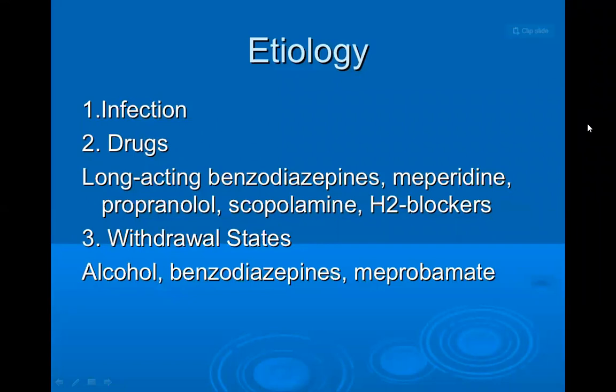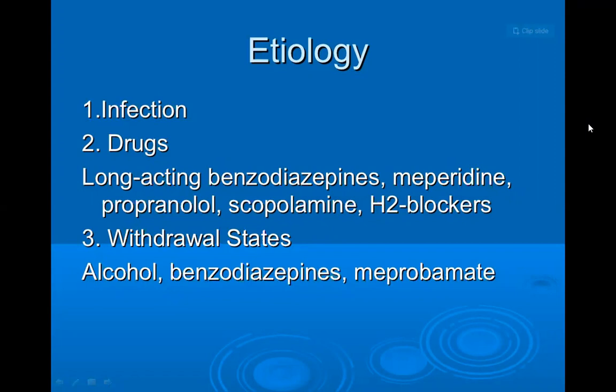Then what are the etiological factors of delirium? First is infection in the brain; when the patient has any type of infection, it creates abnormality in the function of the brain. Then some drugs, like long acting benzodiazepines, meperidine, propranolol, scopolamine or H2 blockers. These drugs directly affect the function of the brain, and because of this there may be a chance of developing delirium.